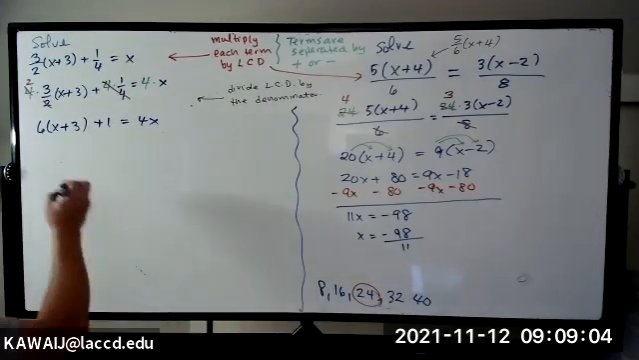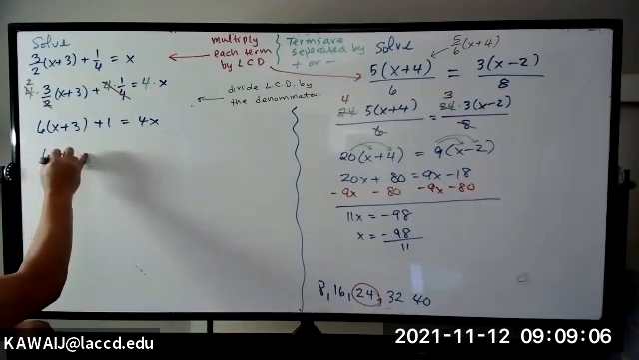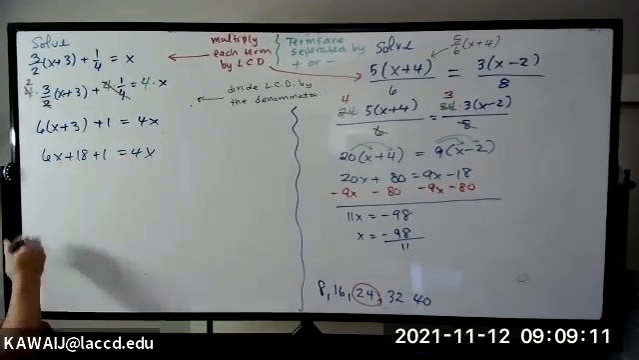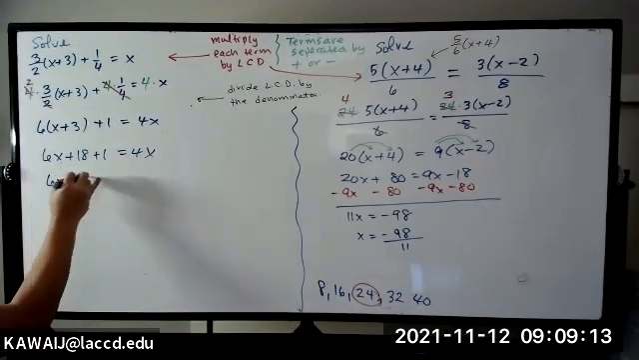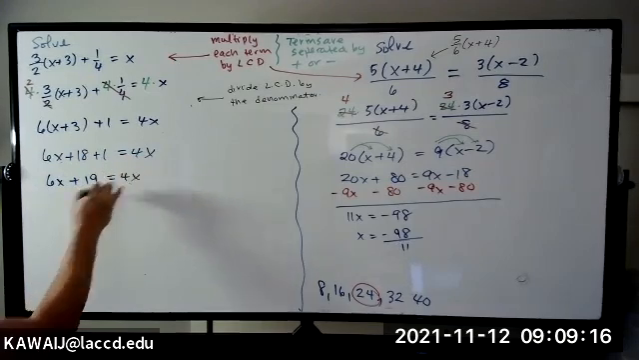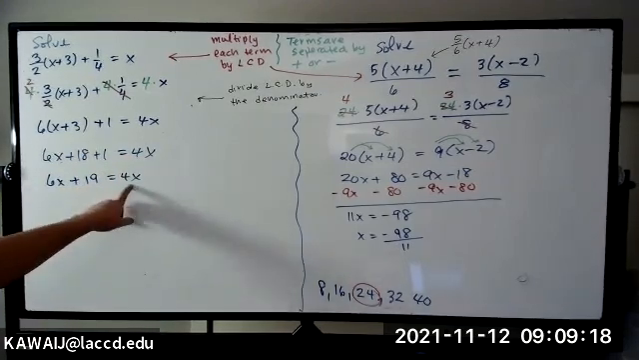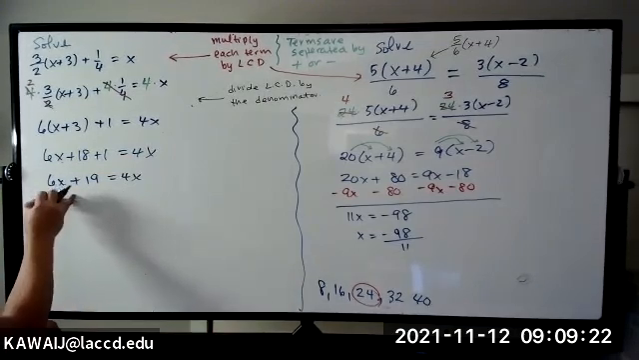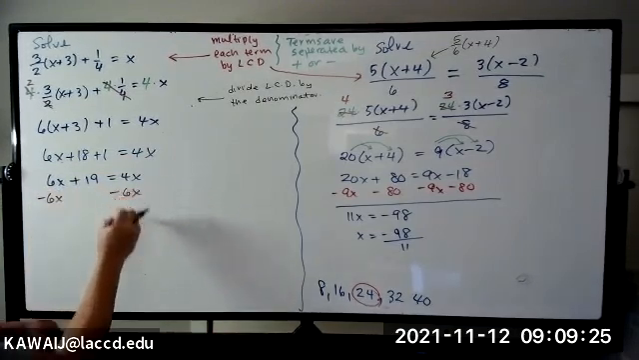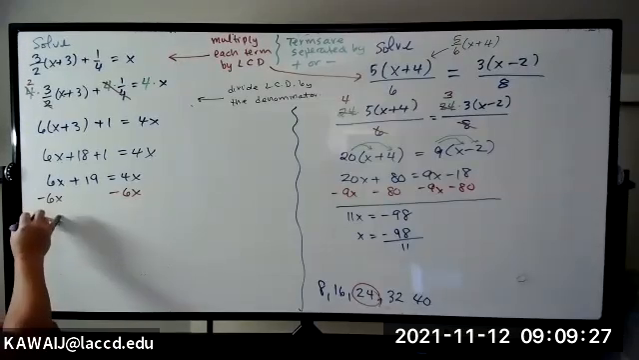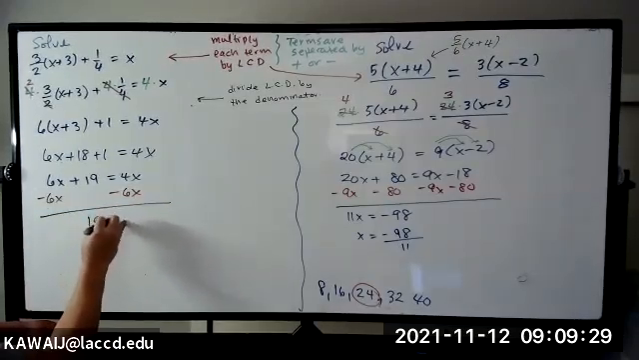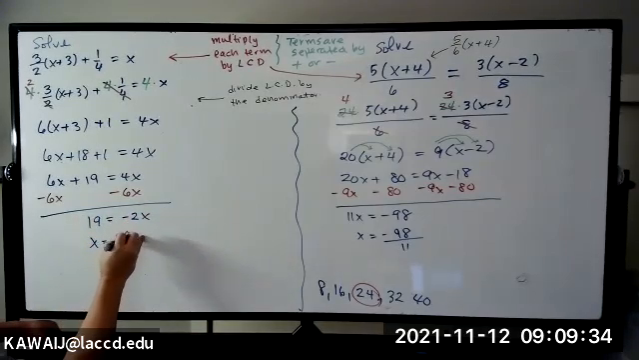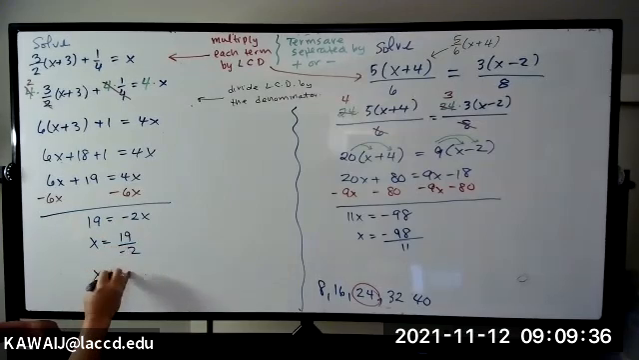So this turns into 6x plus 18 plus 1. And then when we combine like terms, now this is a variable, so I'm going to get rid of the variable. We get x is equal to 19 divided by minus 2.